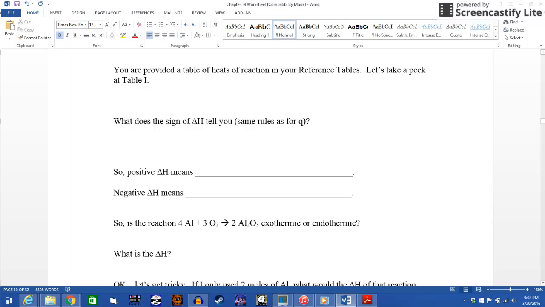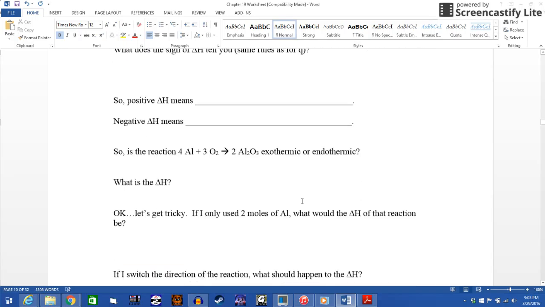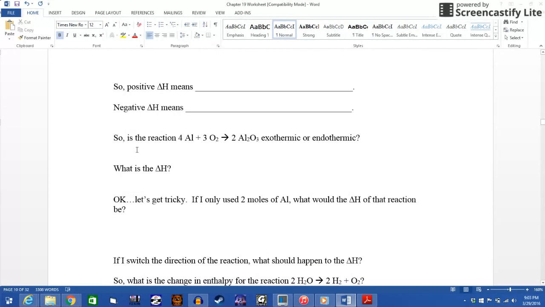All right, what does the sign of delta H tell you? Oh, all right, so you've got to fill this out. You're going to do this on your own for homework. Positive delta H means what kind of reaction? That's an endo or exothermic question. Negative delta H means nothing terribly new here. So from that, you should be able to tell me whether the reaction of 4 aluminums and 3 oxygens to make 2 aluminum oxides is exo or endothermic.